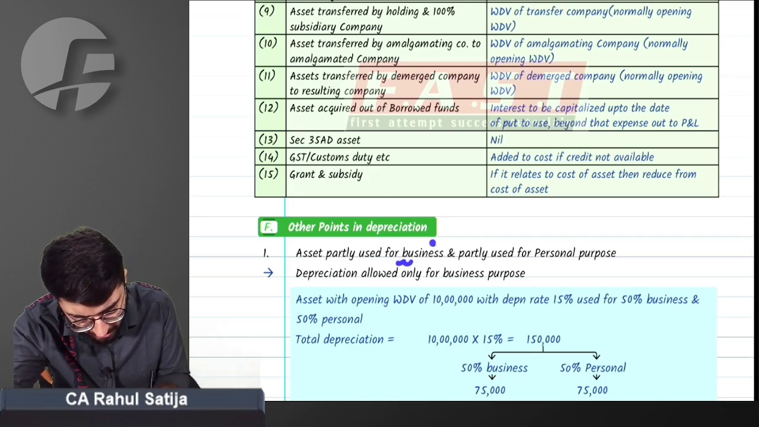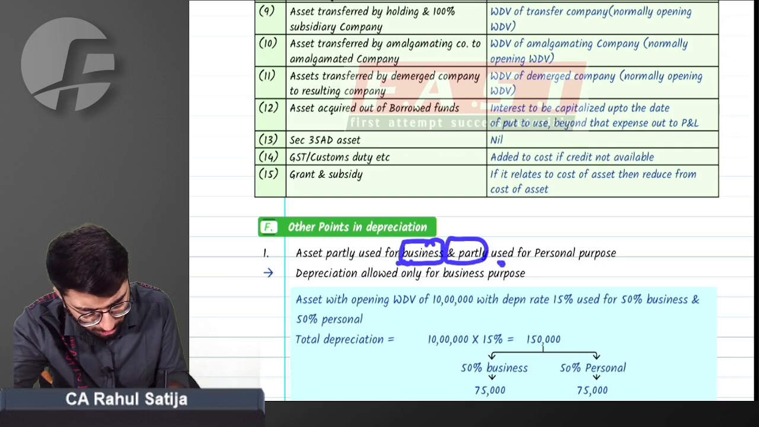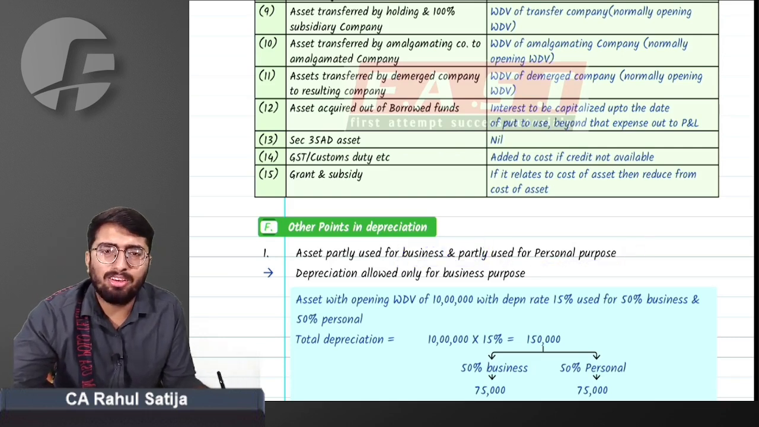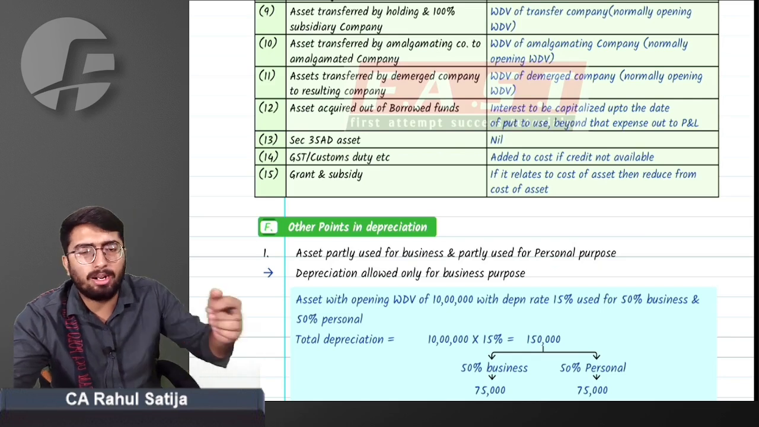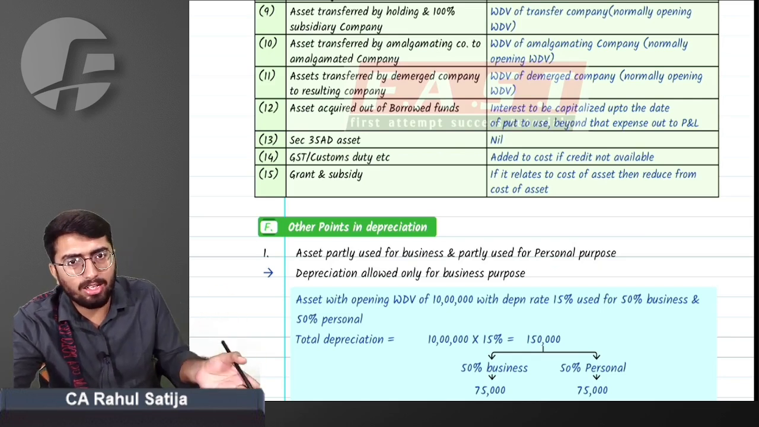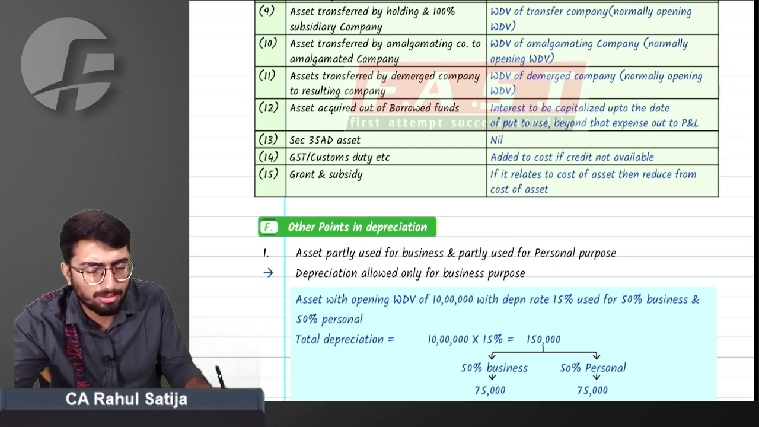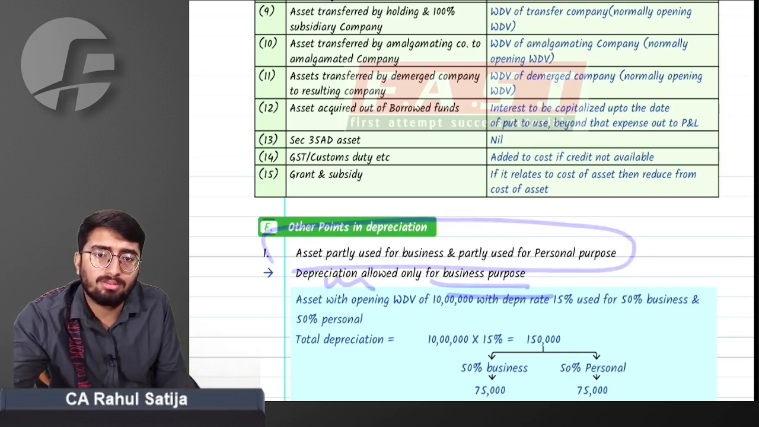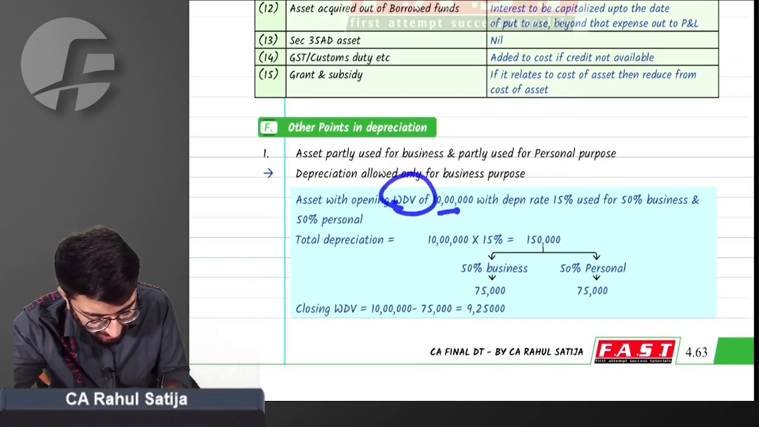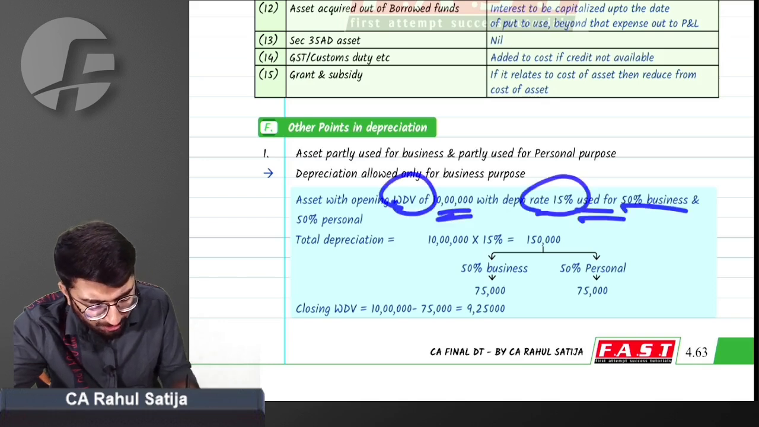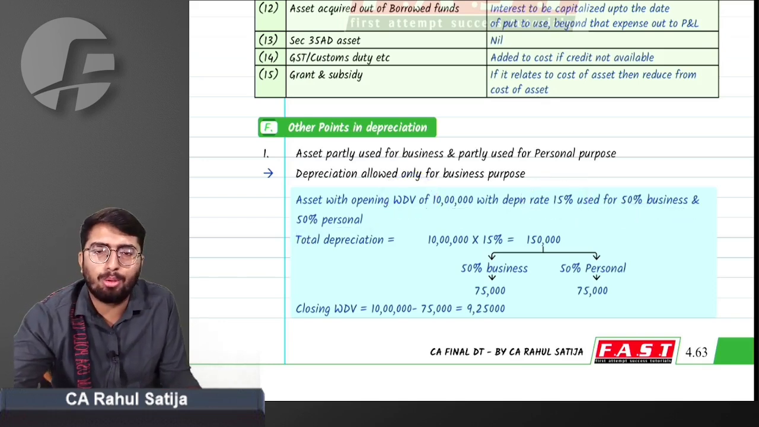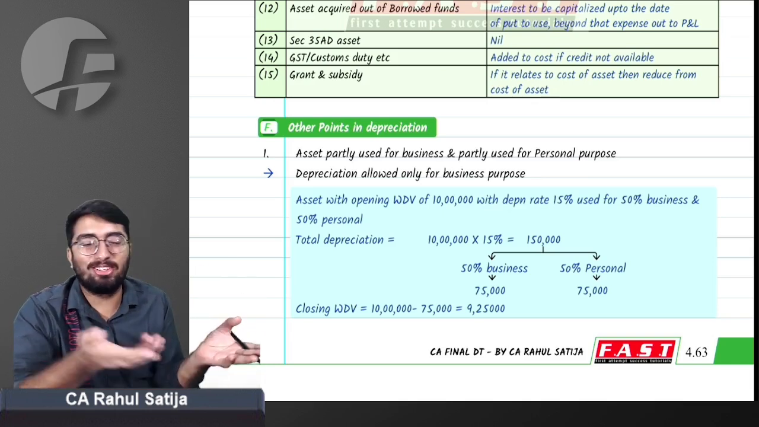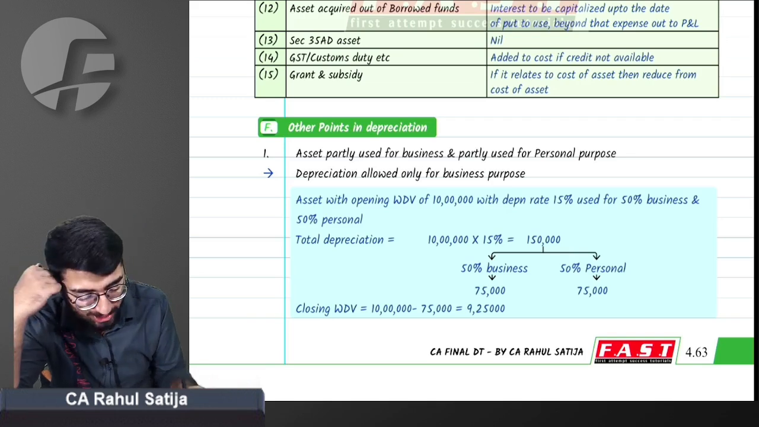Sir, what if an asset is partly used for business purpose and partly for personal purpose? Is it possible? Yes, sir. If you have a car, it can be used partly for business purpose and partly for other purpose. For business hours, you use it for business, and on Sundays, you use it for personal purpose. Then depreciation will be allowed only for business purpose. For example, the asset has a WDV of rupees 10 lakh and the depreciation rate is 15%, and 50% is used for business purpose and 50% for personal purpose. How did you arrive at this 50%? It is always given in the question.